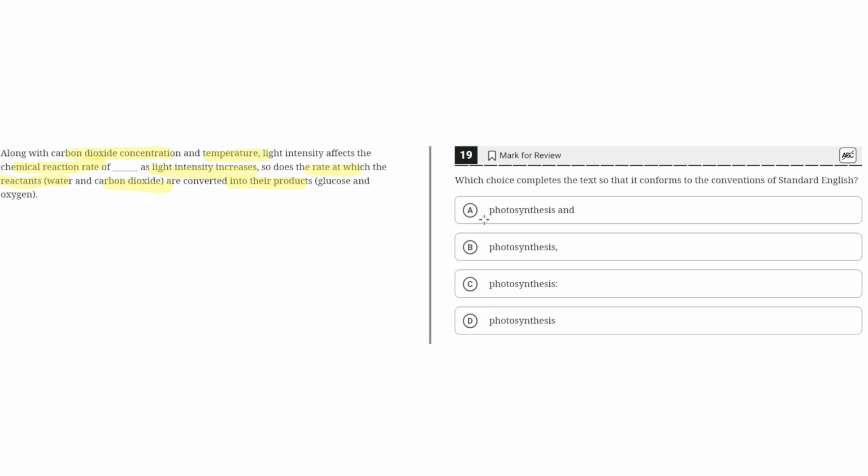Looking at the answer choices, A says "photosynthesis and." This is incorrect because, as we mentioned, these are two independent clauses, so a comma and a conjunction could be used to connect them. But in this case, there's only a conjunction, and a conjunction on its own cannot separate two independent clauses, so A is incorrect. B, "photosynthesis, comma." This is incorrect because a comma cannot separate two independent clauses on its own. There must be a conjunction with it, and in this case, there is no conjunction, so B must be incorrect.